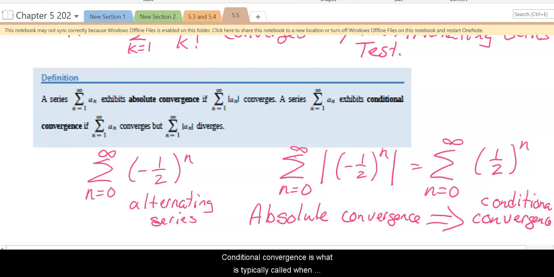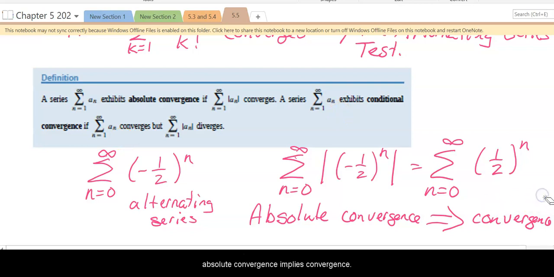Conditional convergence is what is typically called when the absolute value diverges, but the alternating series converges. So for our purposes, we will probably leave it saying that absolute convergence implies convergence. If the absolute value of the alternating series converges, then the alternating series without the absolute value also converges.